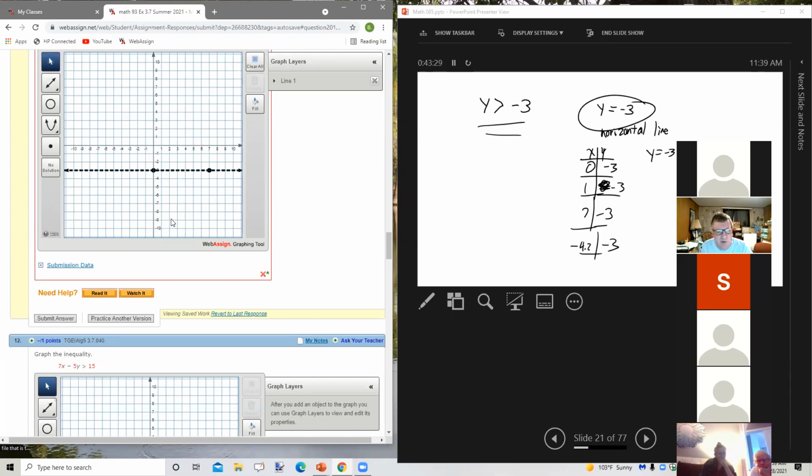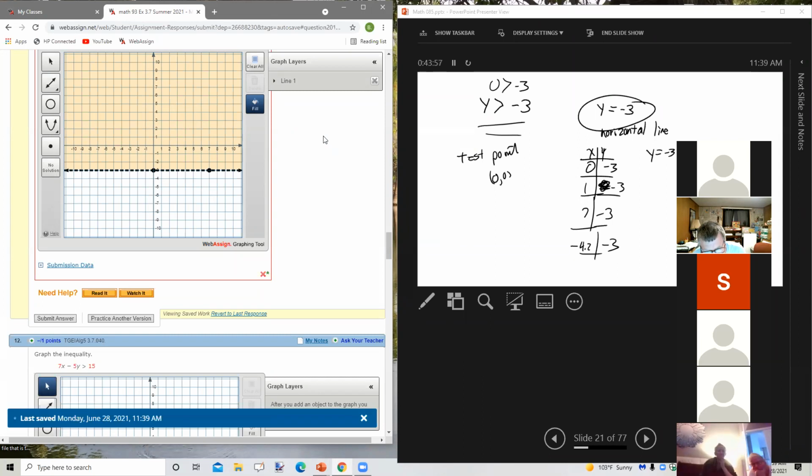But in case you're kind of going, what just happened? Let's use a test point of 0, 0. So we put that in here and we get 0 greater than -3, right? Because we can't put x anywhere. 0 is greater than -3, that's true. So our test point is up there. Okay with that? Question? I couldn't hear you. You just said yes. Okay, sorry.